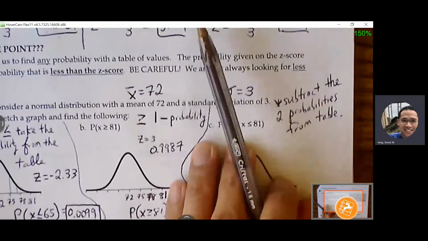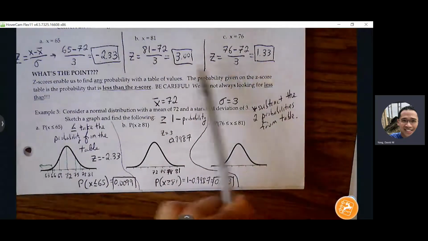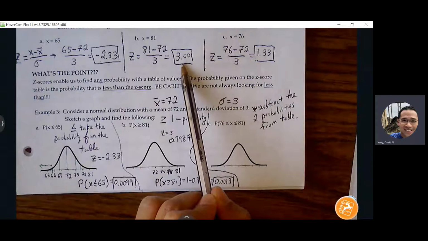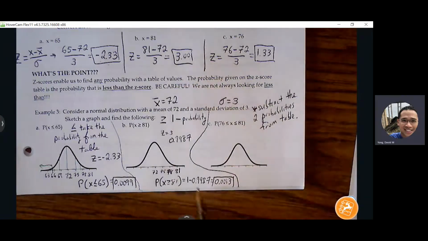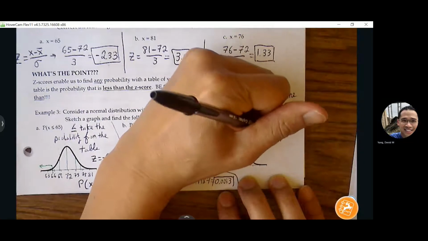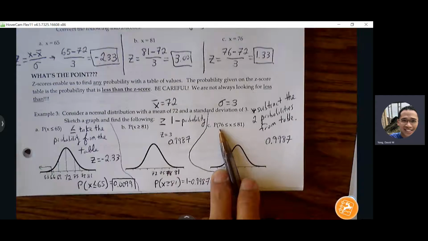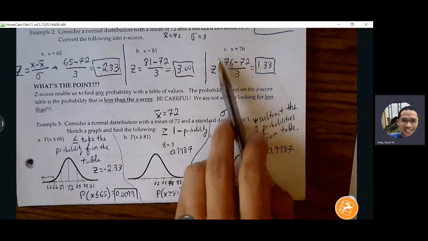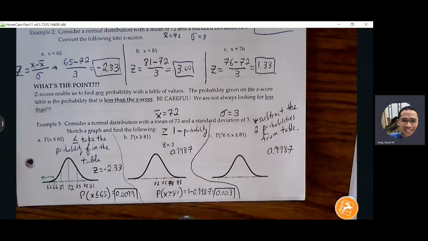Okay, so we have 76 and 81 available to us. So 76 is 1.33 and 81 is 3.0. Okay, so 3.0 we already have. 3.0 is going to be 0.9987. Right, let's find the one for 76. We already have that from above. We found the z-score is 1.33. So make sure you don't subtract that 1.33. We got to find it from our table first.